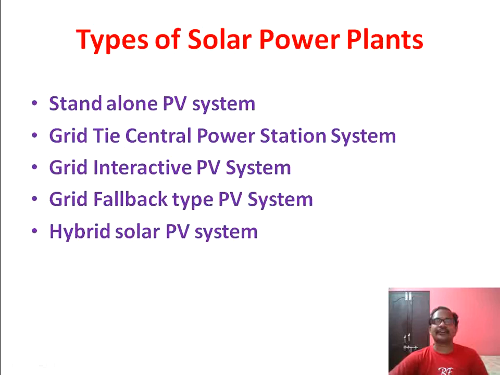The first one is standalone PV system. Second one is grid tie central power system. Third one is grid interactive PV system. Fourth one is grid fallback type PV system. And the fifth one is hybrid solar PV system. Now let's go through the standalone PV system first.